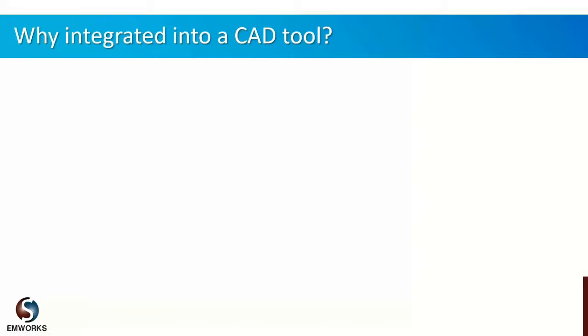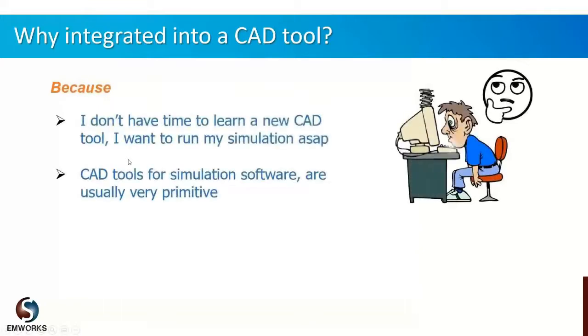The idea behind integrating electromagnetic simulation software into a CAD tool is innovative and fresh. Conventionally, if you want to use a new simulation software, you have to put tremendous effort and time into learning a new modeling environment first, and only after will you be able to start your simulation. Furthermore, modeling features inside a simulation software are usually very primitive. They are not meant for complex geometry.